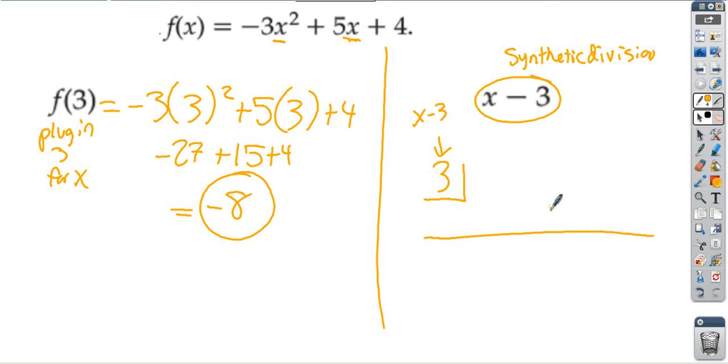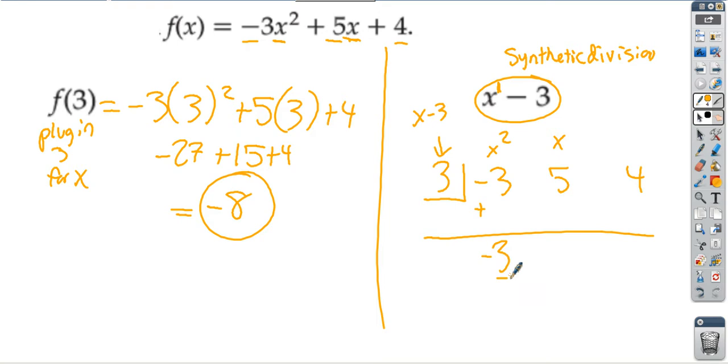How do we get the rest of the numbers? Well, we're going to use these coefficients. Negative 3, 5, and 4 we go here, here, and here. Remember, synthetic division, we can do it when it's x to the first power, which in this case it is. So that negative 3 represents x squared. That represents x. What we do with synthetic division is we add the columns. Since there's nothing under the negative 3, that's like a 0.